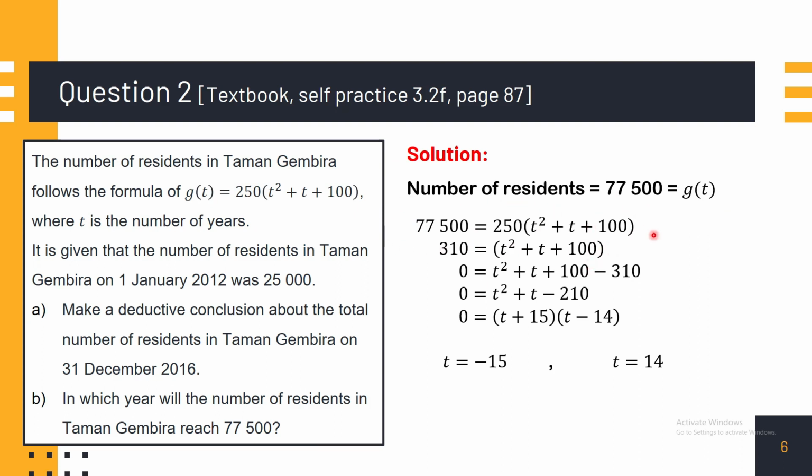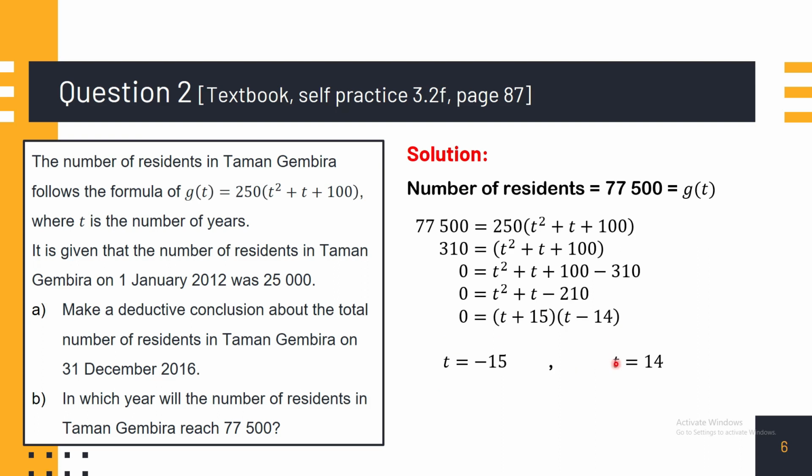Then we solve the problem as usual. How do we get 310? Because we divide by 2050 right here. That's why we get 310. We must divide both sides equally, and then you solve it. Then you will get 2 roots.